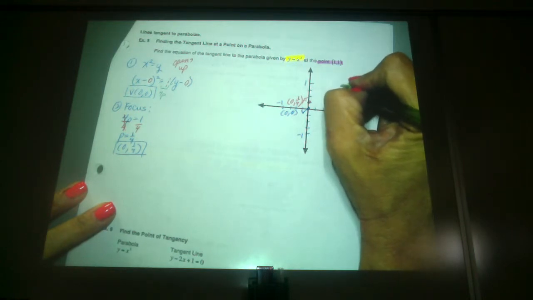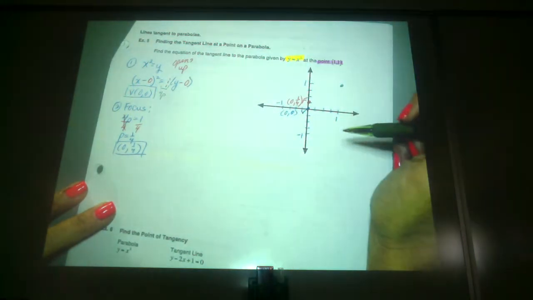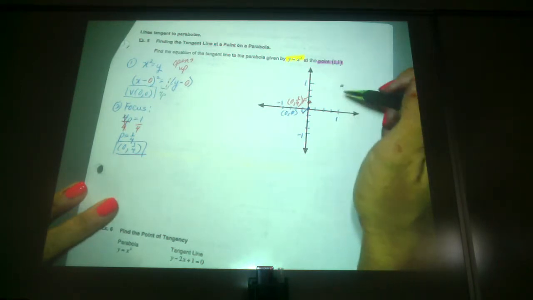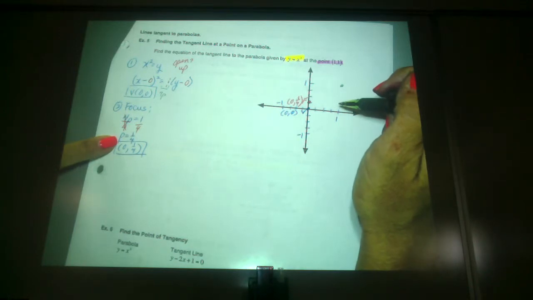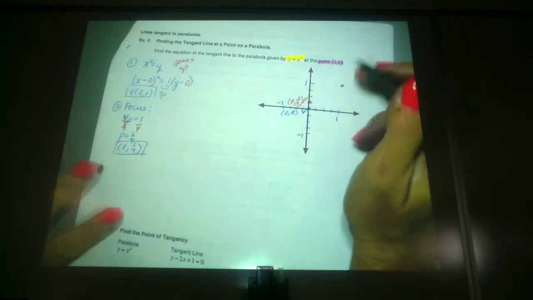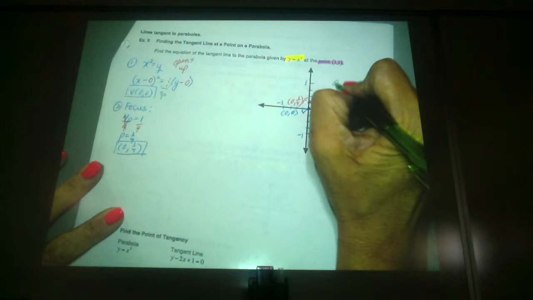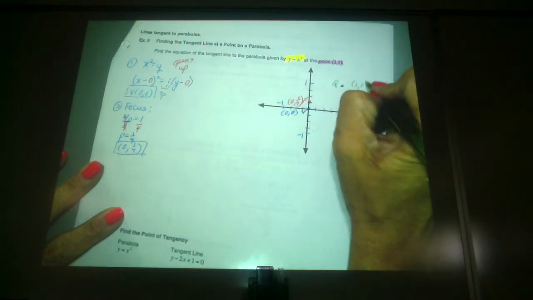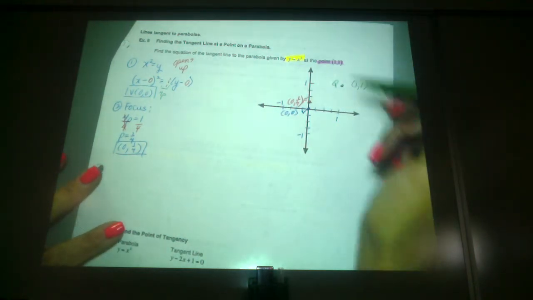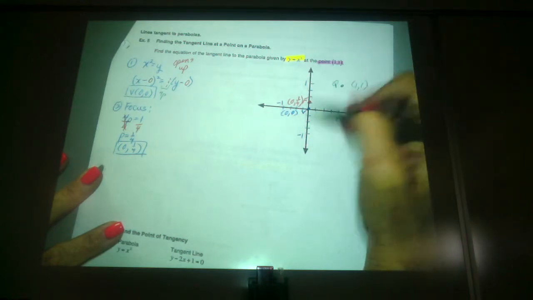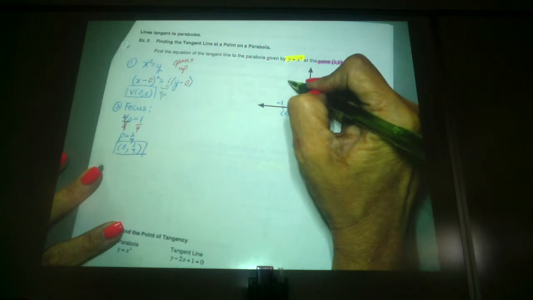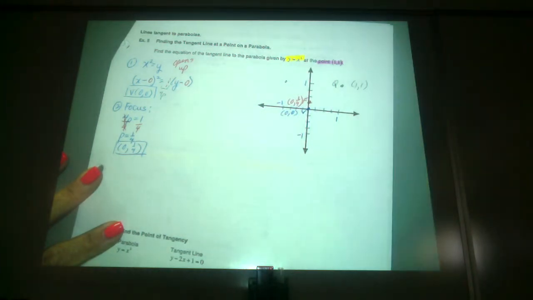Your book likes to call this point P. Why might I have an issue with calling that point P? Because we have a P here, right? And lowercase p and uppercase p look an awful lot alike. So I'm going to call this point Q. And that is the ordered pair 1, 1. Wouldn't it have a sister point? This would be our axis of symmetry, right? Wouldn't it have a sister point over here at negative 1, 1? The reason why I'm doing that is so that we can get a good shape to our graph, our parabola.